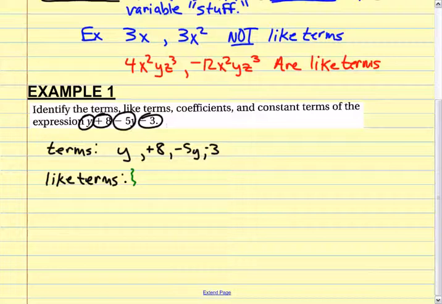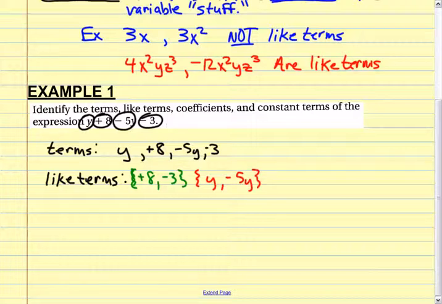Plus 8 and minus 3. Excellent. Positive 8 and minus 3. Constants are always like terms. You see I'm trying to put them in brackets here. Are there any more that go with positive 8 and negative 3? No. Do I have any other like terms? What are they? y and negative 5y. Great.